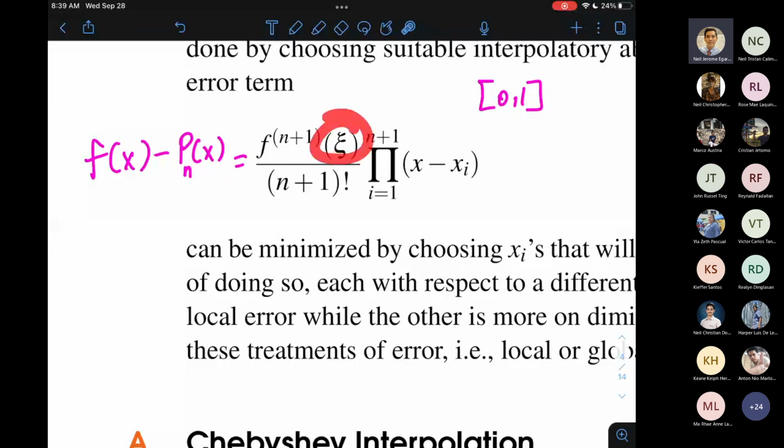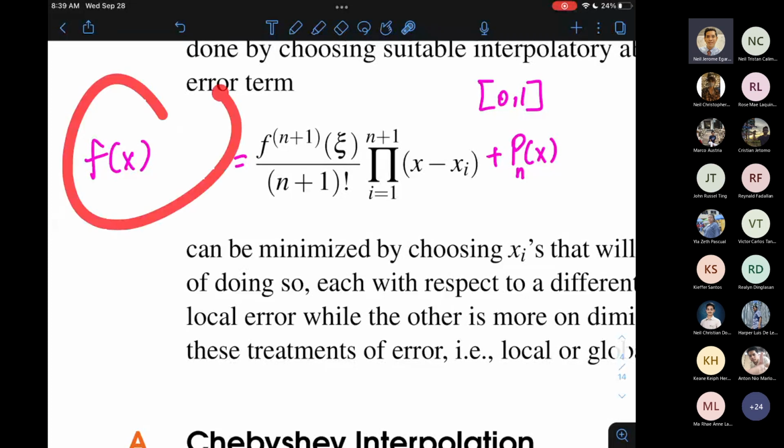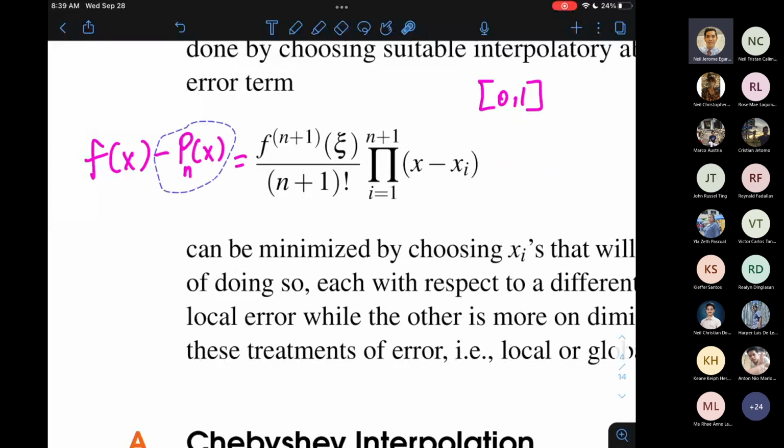Because if we knew a way to find C, we could find the exact function value of f of x. I would just transpose this p sub n and make it plus, and we would get the exact value of f of x. So there would be no need for the interpolating polynomial. So unfortunately, we cannot find C. And there's a good, practical reason for that. So yes, it depends on a value of the n plus 1 derivative, okay.